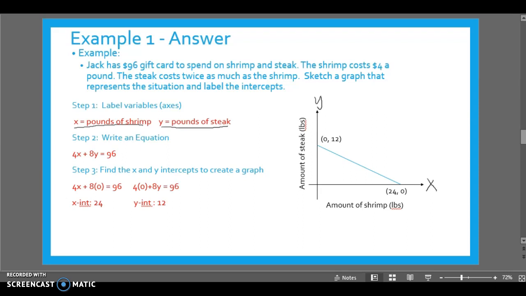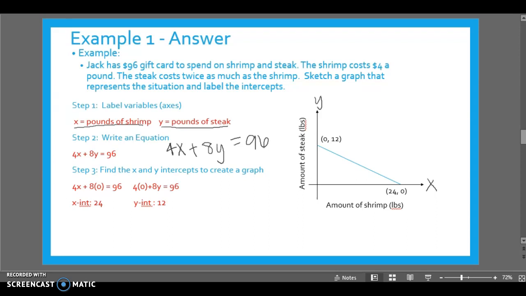So they came up with 4x plus 8y is 96, and the reason they did that is because pounds of shrimp cost $4, so $4 per pound of shrimp is 4x. $8 per pound of steak is 8y. He wants to spend all of his money on some combination of steak and shrimp. So that's how they got that equation, 4x plus 8y.